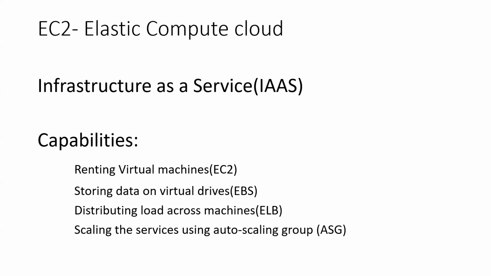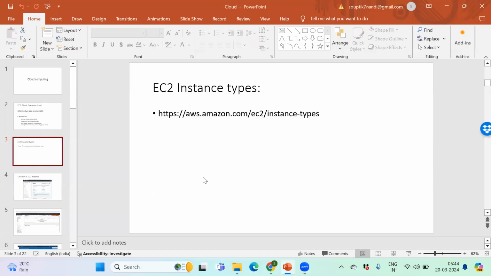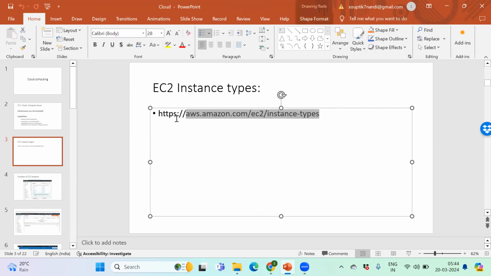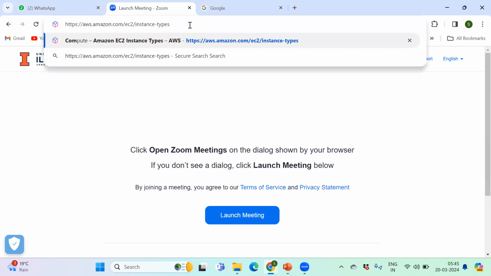Scaling the services using auto scaling group, you can do the scaling part. While learning, I'll be telling how we can scale it up. So I'm directly jumping. Before jumping to EC2, there are lots of EC2 instances, and this is one of the important parameters we can check from this link. Let me just show you, and please remember what we are checking over here.